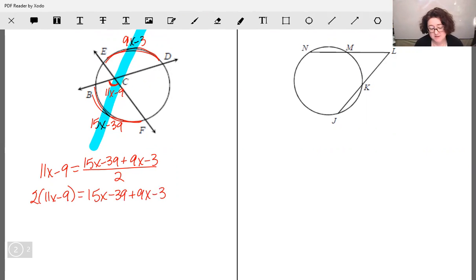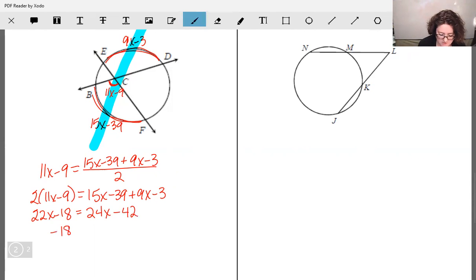On the left-hand side, let's distribute the 2, so we have 22x minus 18. Right-hand side, we can combine the 15x plus 9x, which gives us 24x, and negative 39 minus 3 is negative 42. Now we just have a two-step equation. Let's subtract 22x from both sides. That leaves negative 18 equals 2x minus 42.